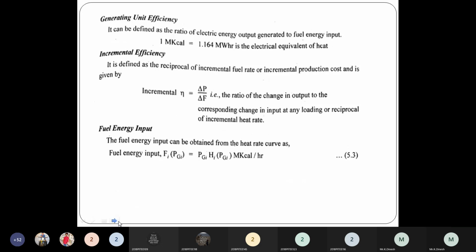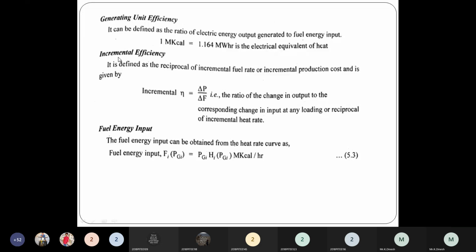Next one is operating efficiency. Defined as the ratio of electric energy output generated to fuel energy input. So 1 mega calorie is nothing but 1.16 megawatt hour, the electrical equivalent of heat.